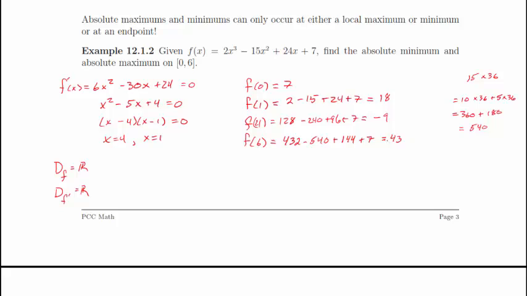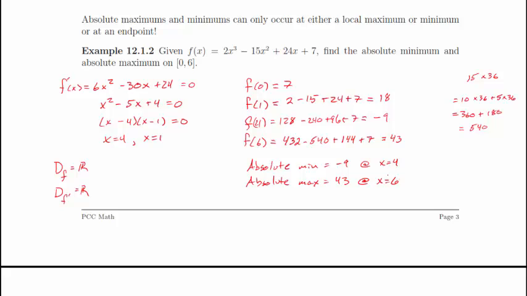And there we go. So we actually do get an absolute maximum at this right end. So the absolute minimum is negative 9 at x equals 4. And the absolute maximum is 43 at x equals 6 on that endpoint.